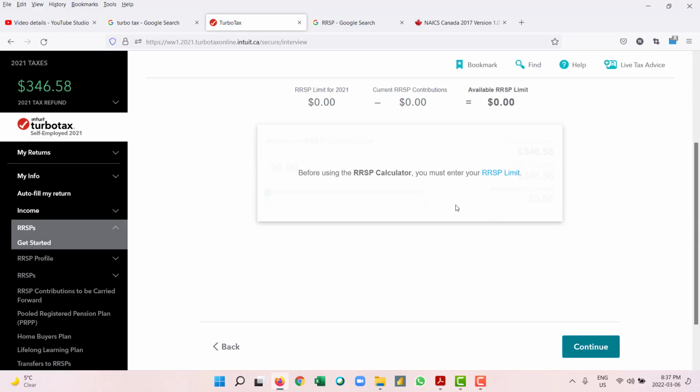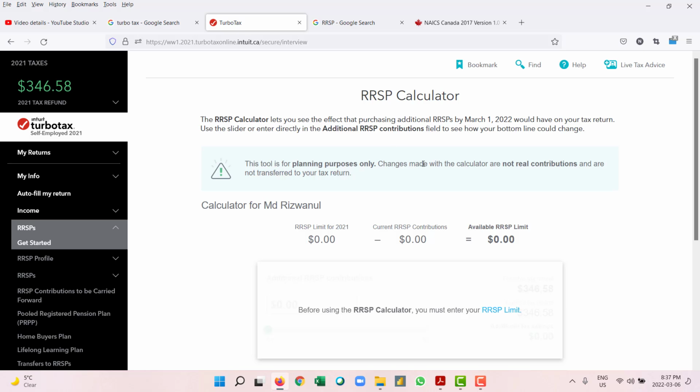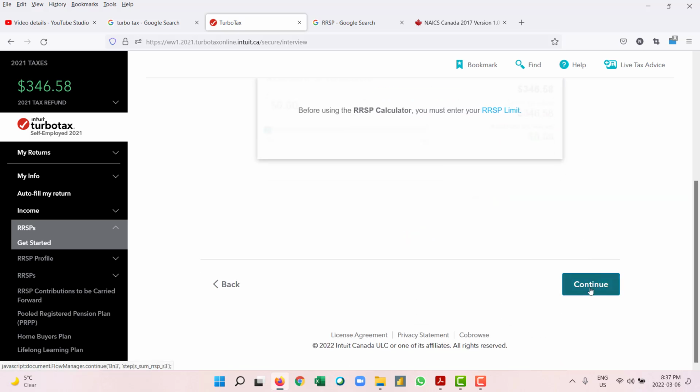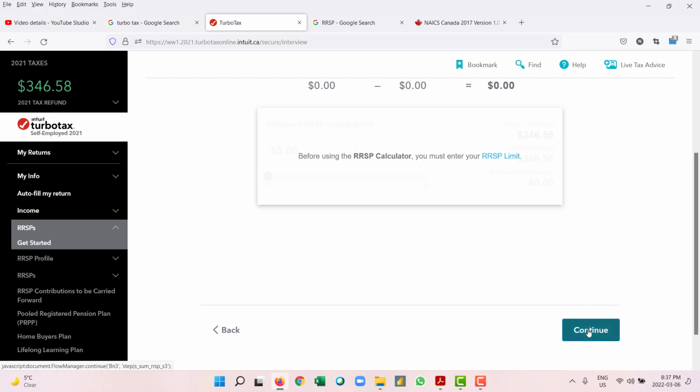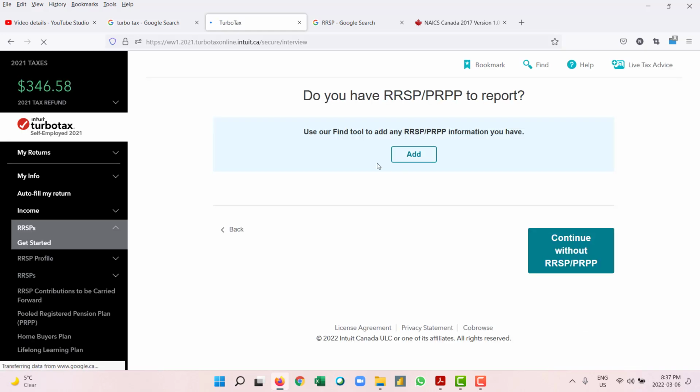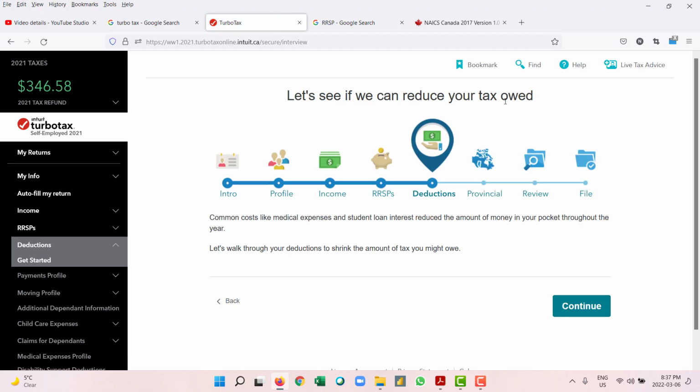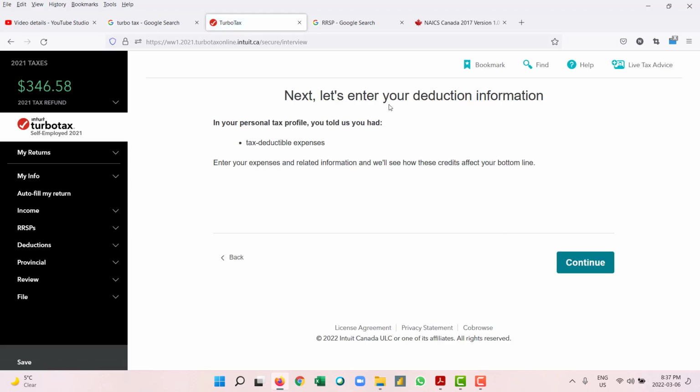RRSP calculator. RRSPs can actually be deducted and decrease your taxable amount. So I did nothing. Do you have an RRSP report? Actually, no. Let's see if we can reduce your tax. Enter your deduction information.